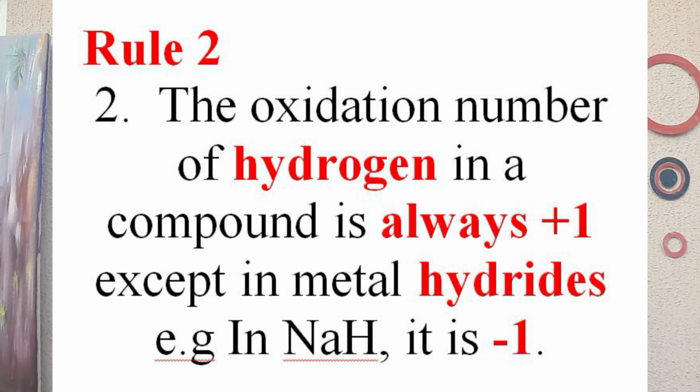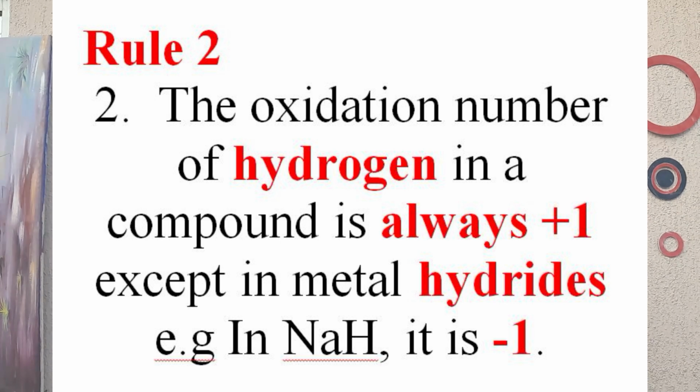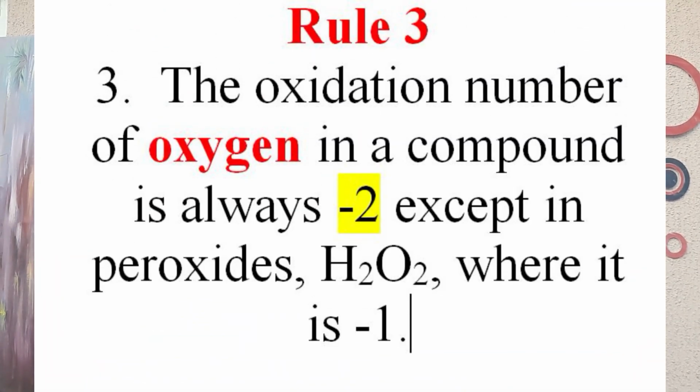For rule number two, the oxidation number of hydrogen in a compound is always +1 except in metal hydrides. For instance, in NaH, the oxidation state of hydrogen in the compound is -1. Did you get it? Number three, the oxidation number of oxygen in a compound is always -2 except in peroxides like H2O2 and Na2O2. These are peroxides, where it is -1.